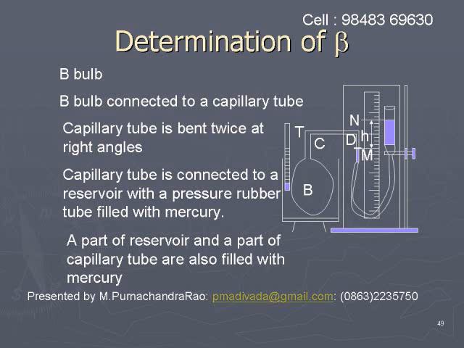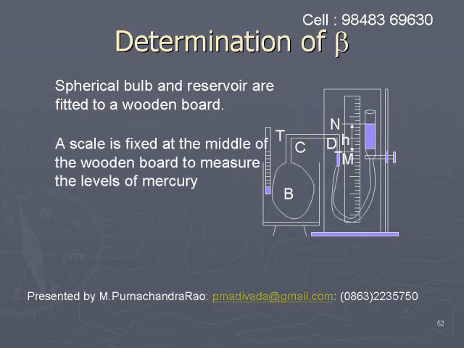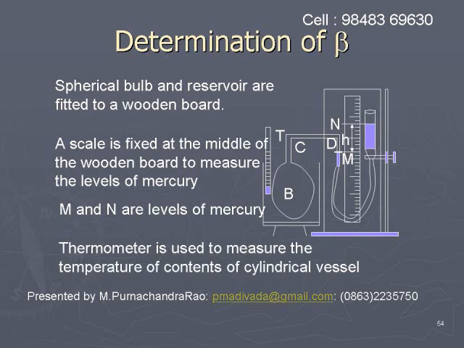The spherical bulb and the reservoir are fixed to a wooden board. Along the center of this wooden board, there is a scale which is used to measure the levels of mercury. M and N indicate the levels of mercury. The spherical bulb will be placed in a cylindrical vessel, which will be placed on a tripod stand. The temperature of the contents of the cylindrical vessel will be measured with the thermometer T.